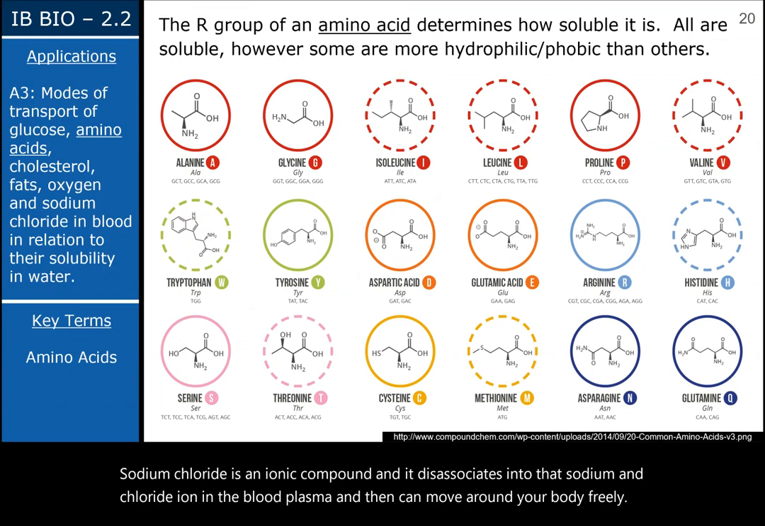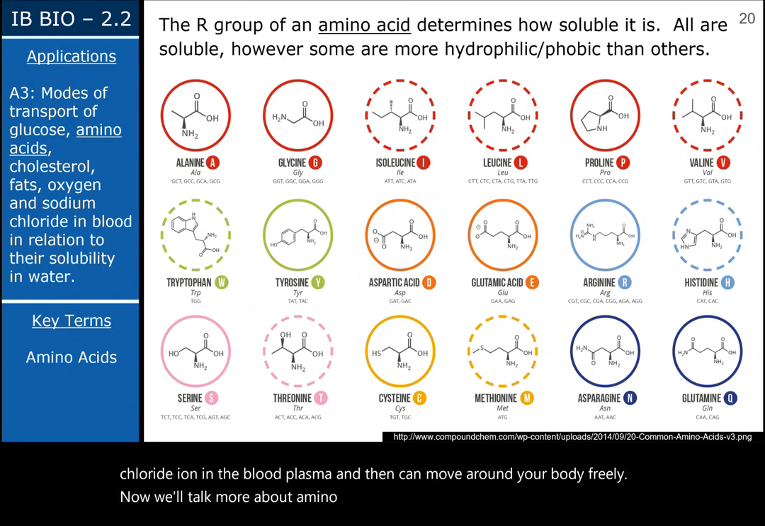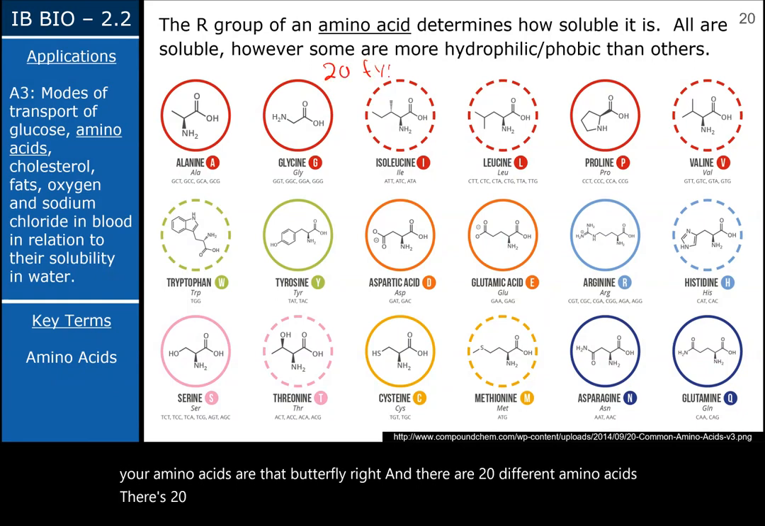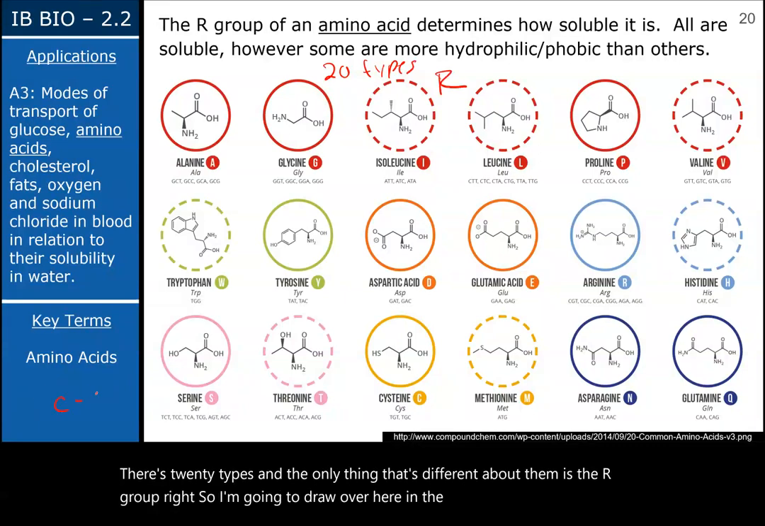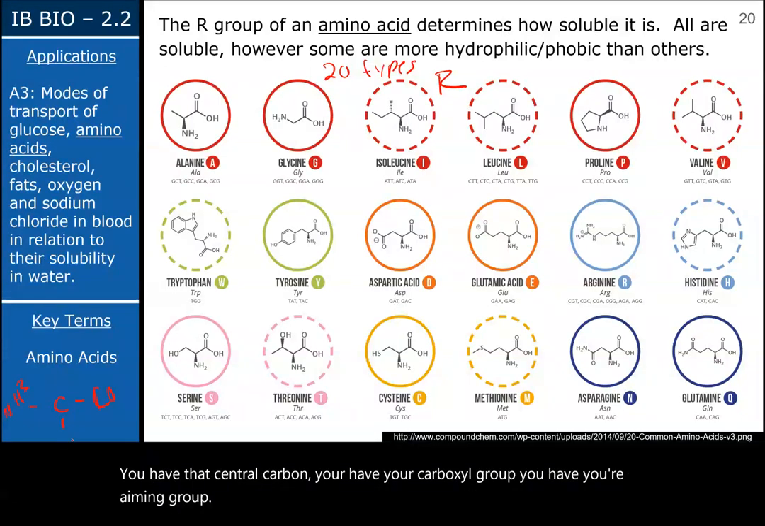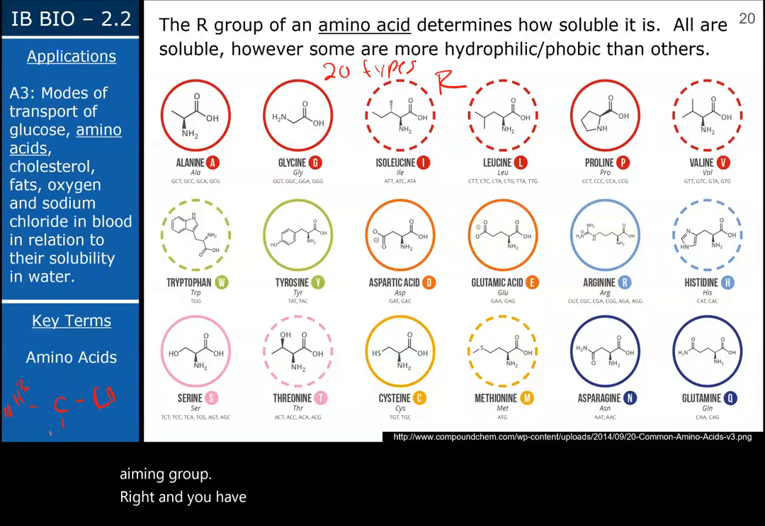Now, we'll talk more about amino acids soon, but just as a refresher, remember your amino acids are that butterfly, right? And there are 20 different amino acids, 20 types, and the only thing that's different about them is the R group, right? So I'm going to draw it over here in the corner. You have that central carbon, you have your carboxyl group, you have your amine group, right? And there's a hydrogen down here.